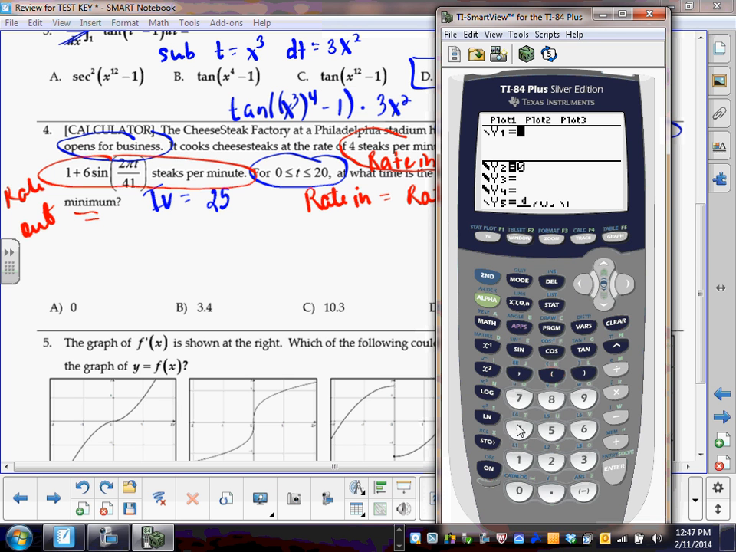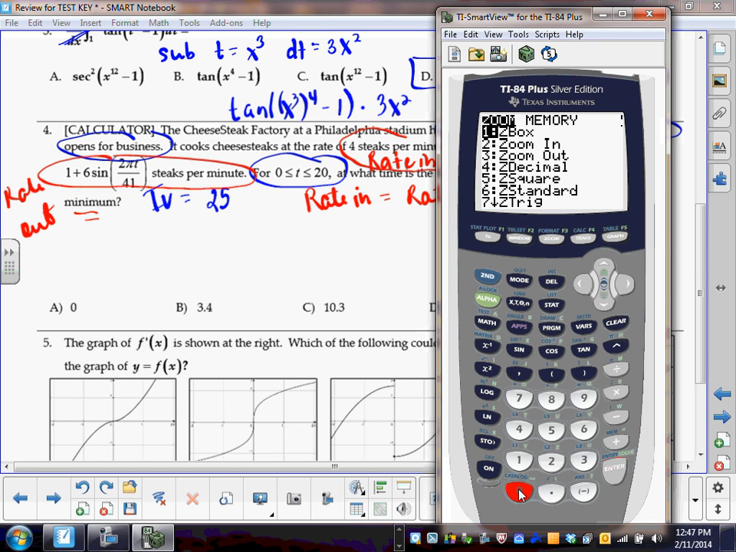My rate in is actually 4. And then I'll do my rate out as the next one as 1 plus 6 sine fraction 2 pi x over 41. Okay, so that's the rate out. So rate in and rate out in that order. I'm going to do my window, 0 to 20, and zoom 0.